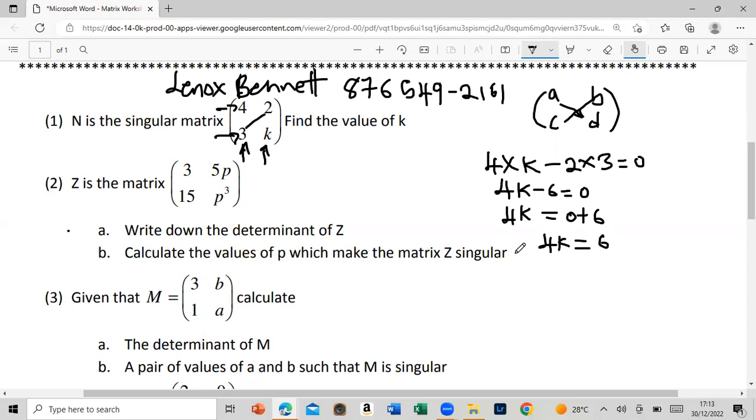To solve for the value of K, we divide by 4. What you do to one side, we do to the next side. So we have K by itself. Our answer would be 6 over 4, which we can reduce to 3 over 2, the same thing as 1.5. So the value of K would be 1.5. If we multiply 4 times 1.5, the value is 6, and minus 2 times 3, which is also 6, so our answer would be 0.